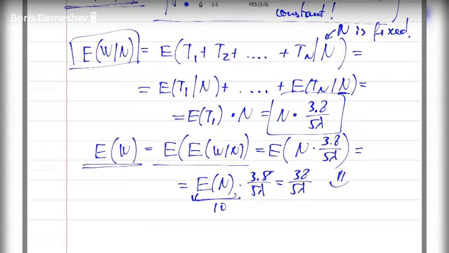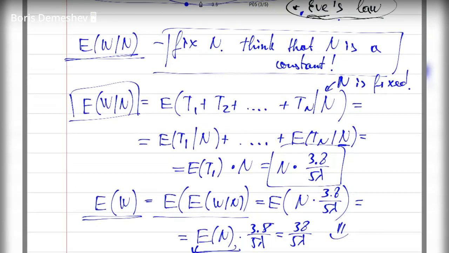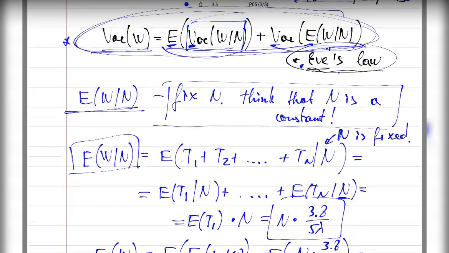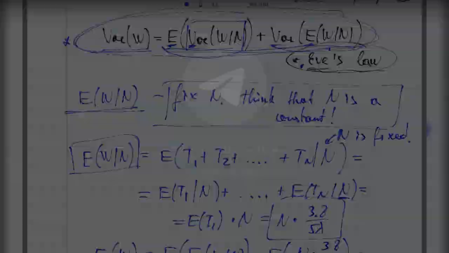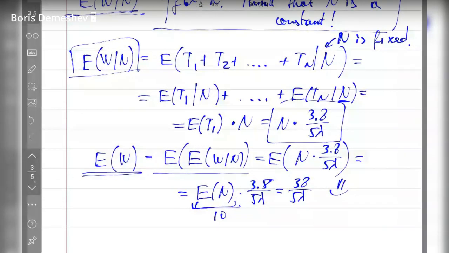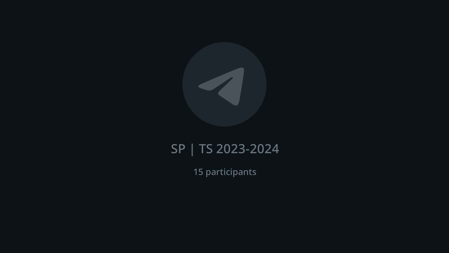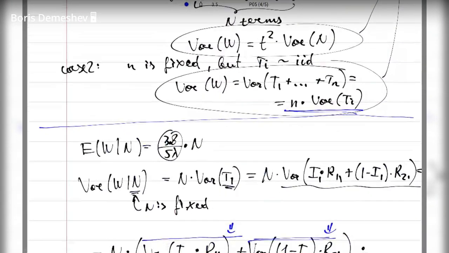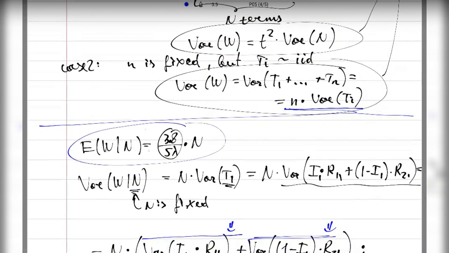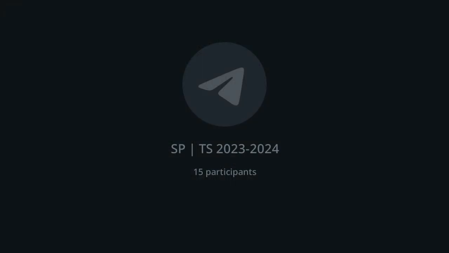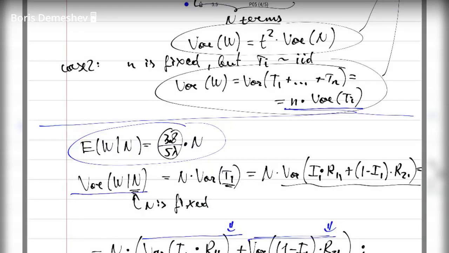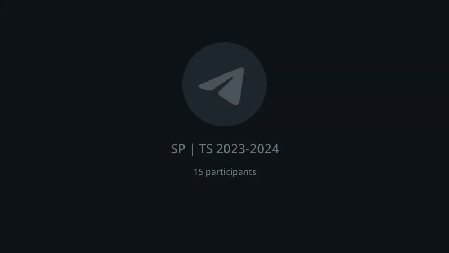Now let's continue with Eve's law. Variance is decomposed into two sources of variance. Here we have discussed the intuition. That's the expected value of W given N. We have already calculated it. So now let's move on to the variance of W given N.